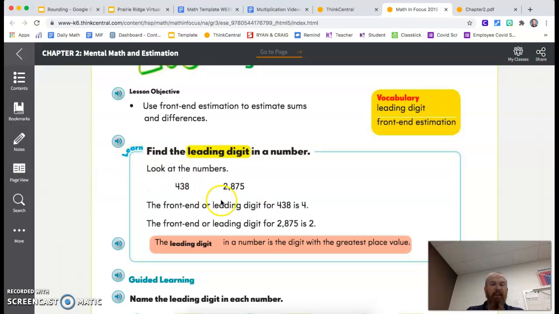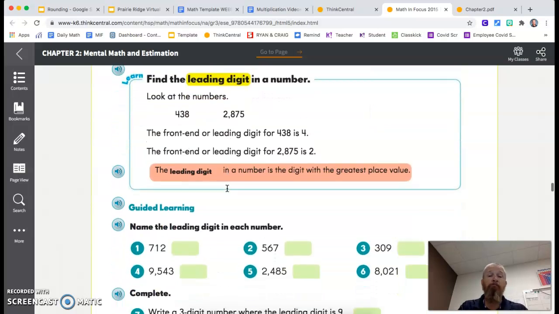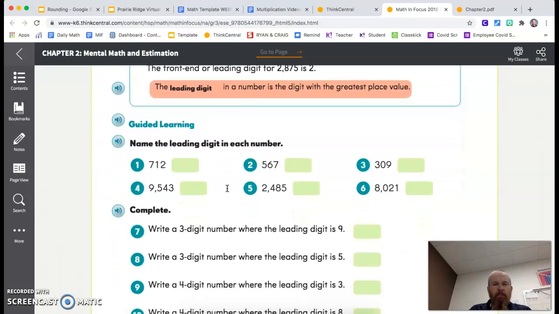So you can kind of see, like, the nearest 1,000. If it's 2,800 and we're only going to take 2, I don't know. We're going to see, though. You can see how that could be quite a ways off. But it does make it a little easier than trying to round by 4 or less, let it rest, 5 or more, raise the score. Okay? So let's just name the leading digit in each of these next 6 numbers.